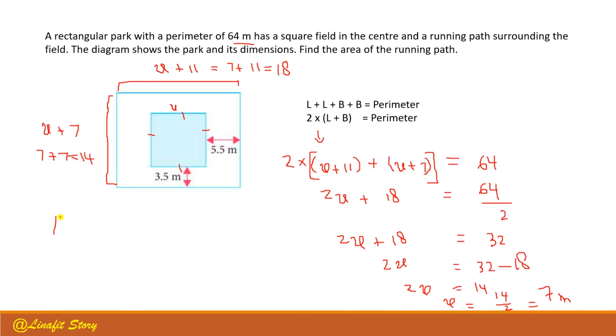To find the area of the running path, we should subtract the area of the square field from the rectangular park. So 18 times 14 is equal to 252, minus 7 times 7, which is 49. 252 minus 49 is equal to 203 square meters.